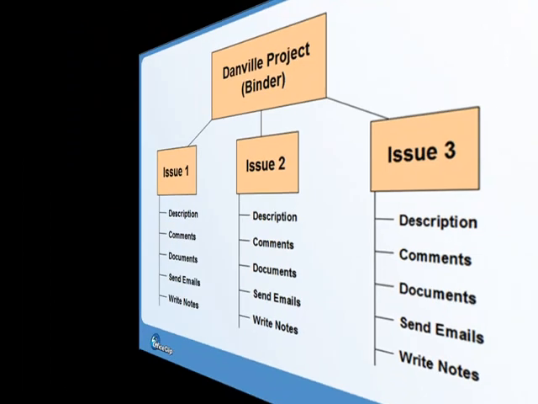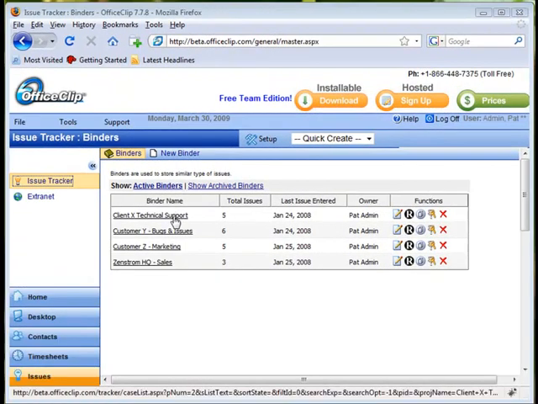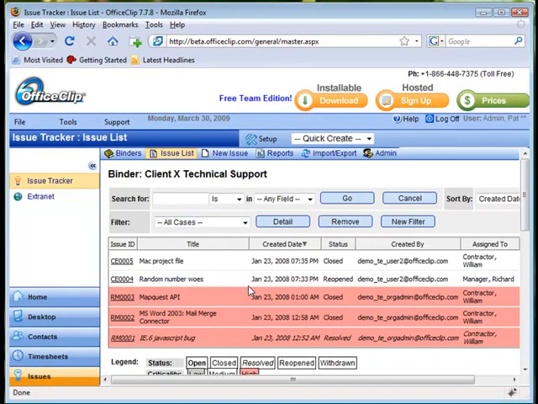Issue Tracker software has many benefits for your organization, including letting you track your issues from beginning to end, color code them due to various criteria that you choose, create rules and notices so you can keep track of the stages of your issues, update the status of issues, maintain organization for your project, and reassign an issue to another user.